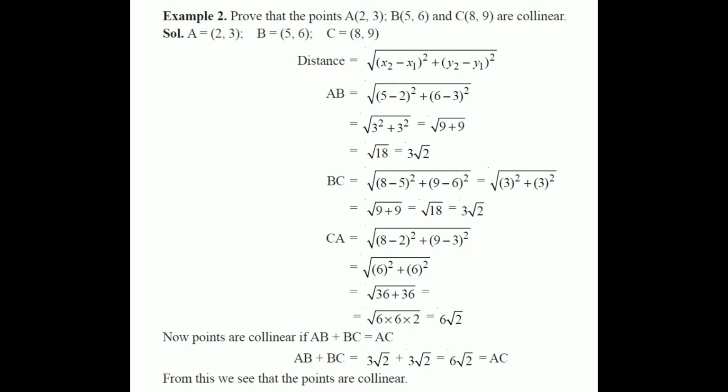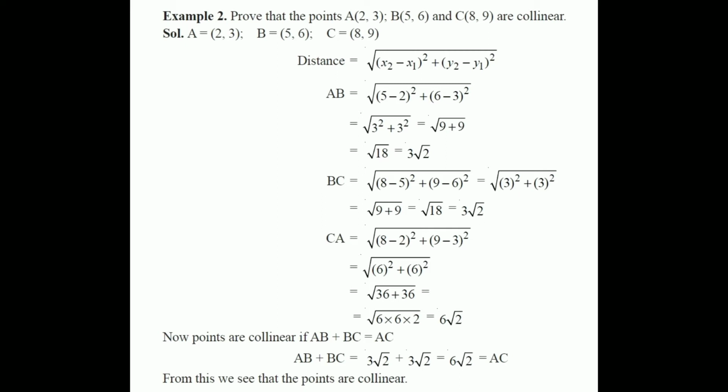It gives the square root of 3 square plus 3 square, which is 9 plus 9, means square root of 18. Then we make the factors of 18. It is 3 into 3 into 2. 3 3s are 9, 9 2s are 18. So 3 comes out of the square root sign and we have the distance AB equal to 3 root 2.